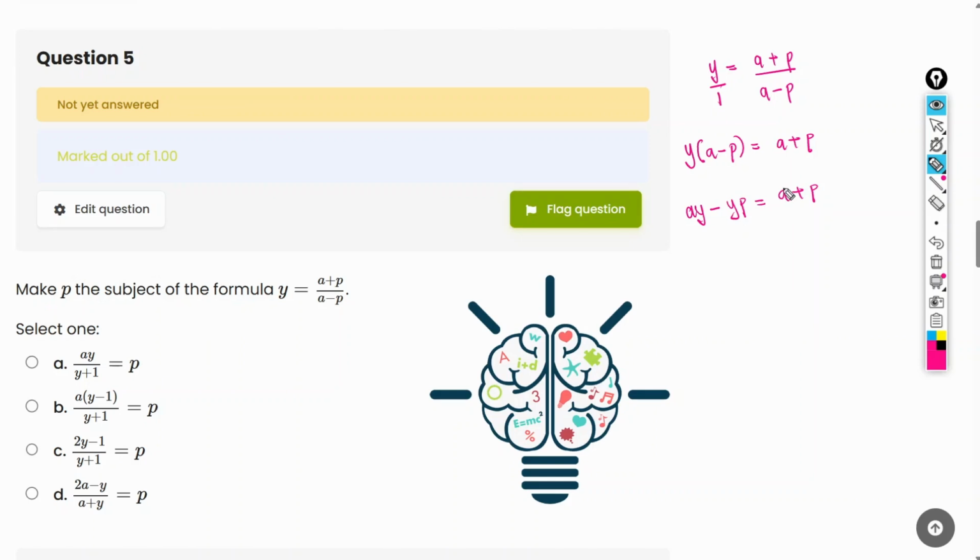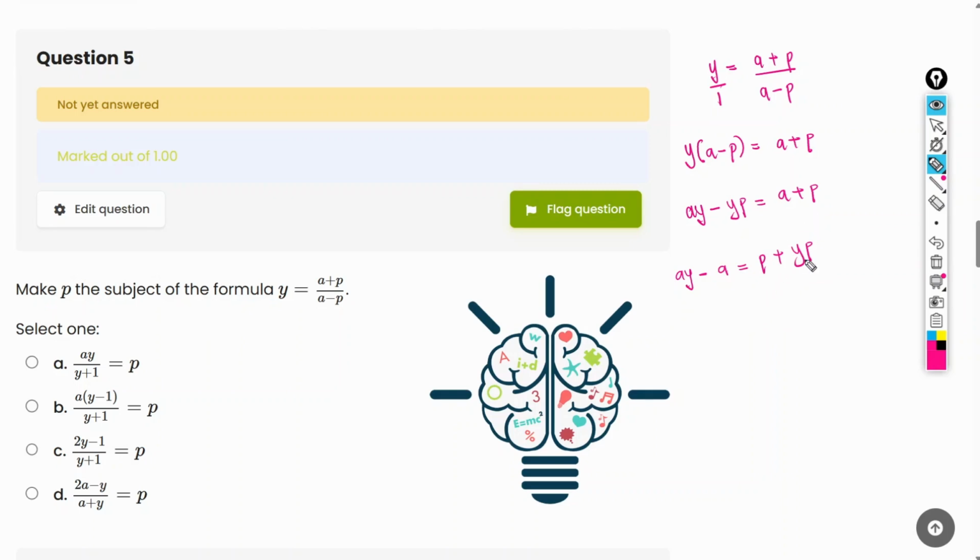And next thing you want to do is get all the p's to one side, because you're trying to make p the subject. So what I'll do is I would collect like terms, so to speak. The idea is getting the p's on one side. So I'll have ay minus a is equal to p plus yp. Now I have all the p's on one side.